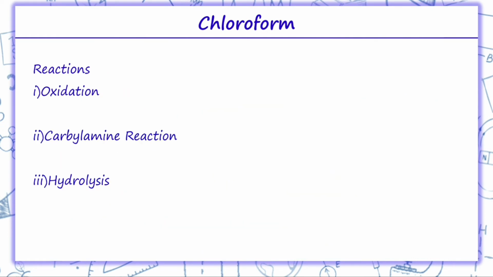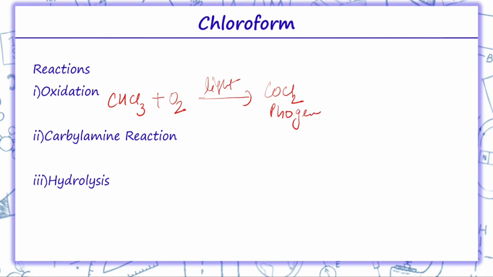Coming on to the reactions of chloroform. The first reaction is oxidation. Chloroform, in presence of light and air, forms a highly poisonous gas, that is phosgene. So CHCl3, on oxidation, forms the highly poisonous gas phosgene plus HCl.